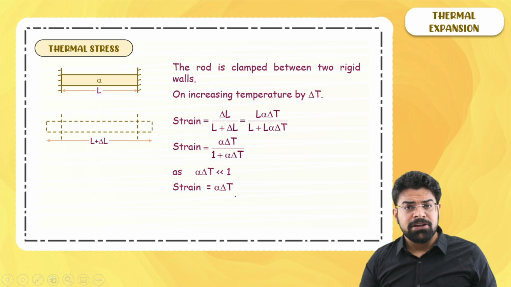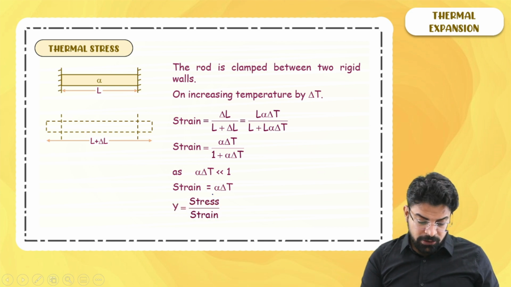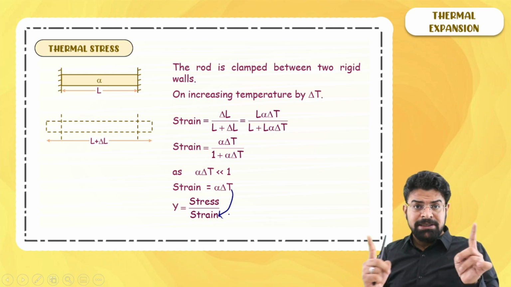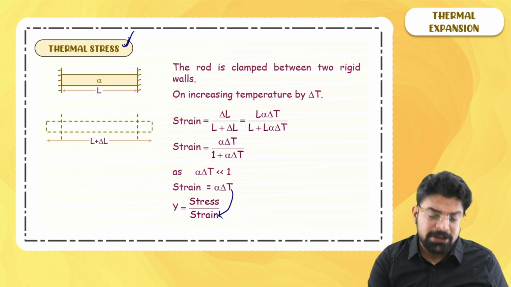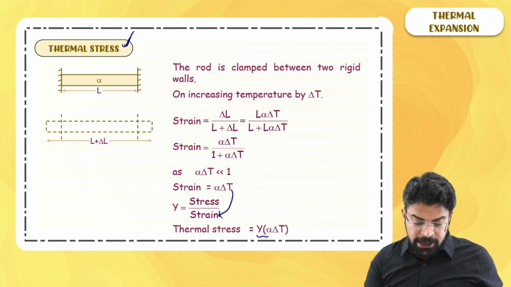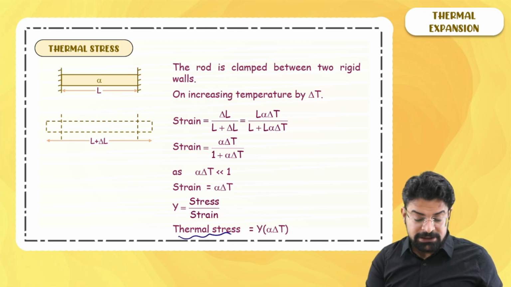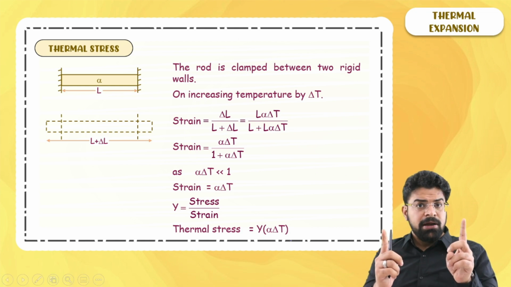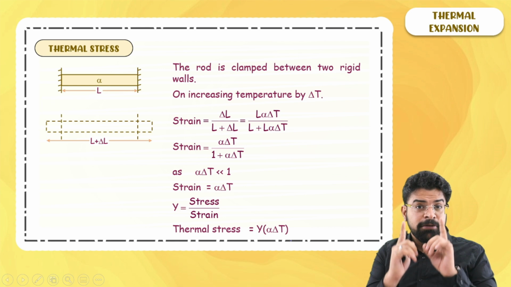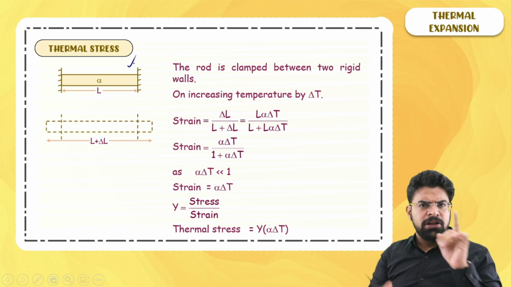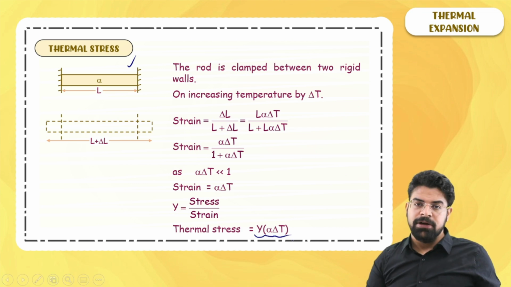Now again we know that Young's modulus equals stress upon strain. So substituting the value of strain as alpha delta T, we can say the stress developed in this rod, which is also called thermal stress, is equal to Y alpha delta T. Substitute strain as alpha delta T and multiply. So you get the thermal stress developed in this particular rod is Y alpha delta T. So in the free rod, which was free to expand, the thermal stress developed was 0. For the rod clamped between two fixed walls, the thermal stress developed is Y alpha delta T. Okay, remember this thing. Moving on.